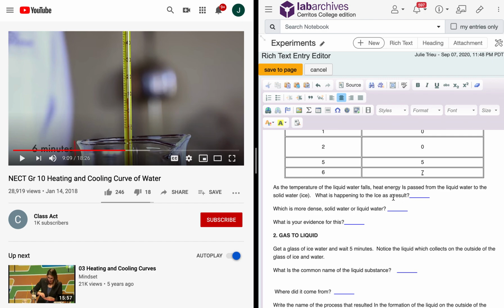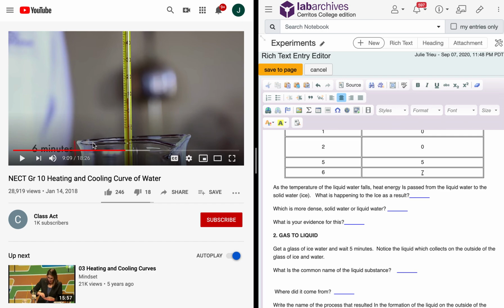The ice is obviously melting, you can see it, right? Is it more dense as a solid or liquid water? So the first question, the ice is melted, and the second question is which one is more dense: solid water, which is ice, or liquid water?